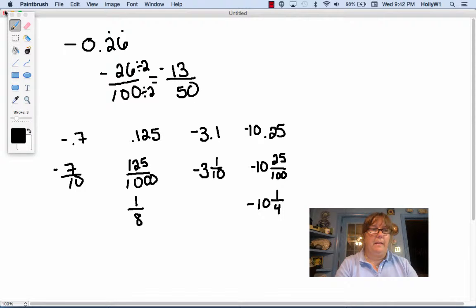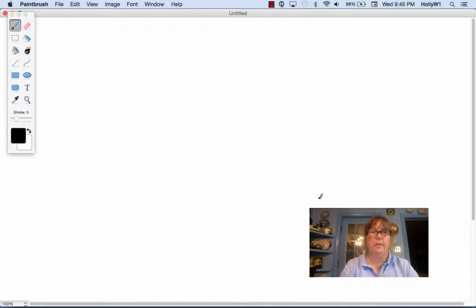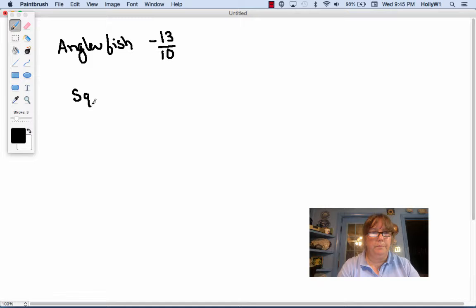Okay, in our third example, we are going to order some rational numbers on a number line. And we're going to start off with fish. We're going to have an anglerfish, and he lives negative 13/10 below the surface. And then we have a squid. And our squid lives negative 2 1/5 below the surface.